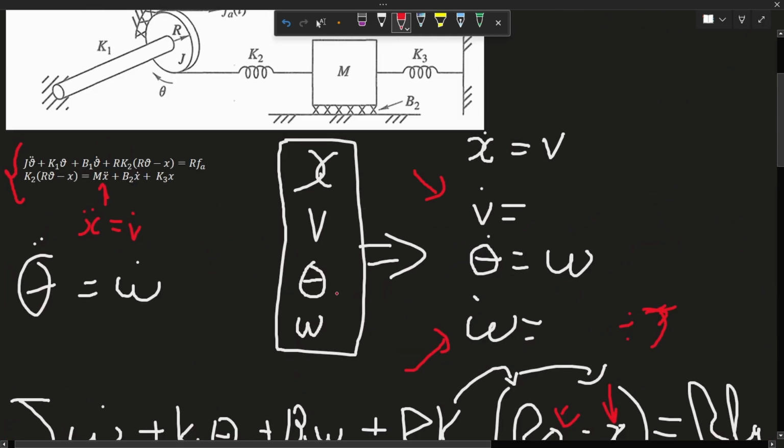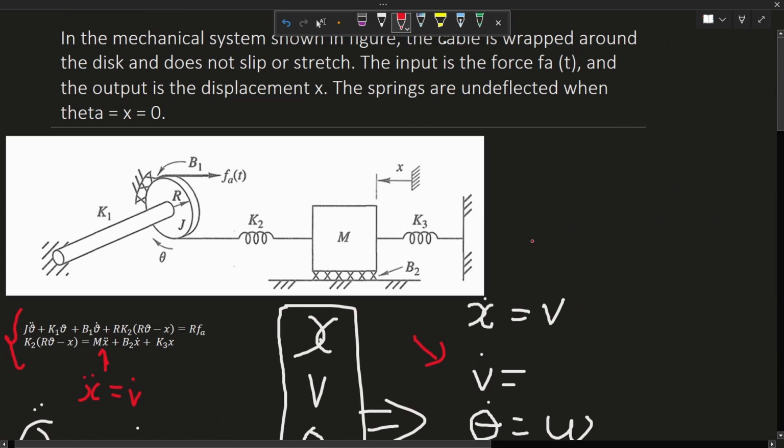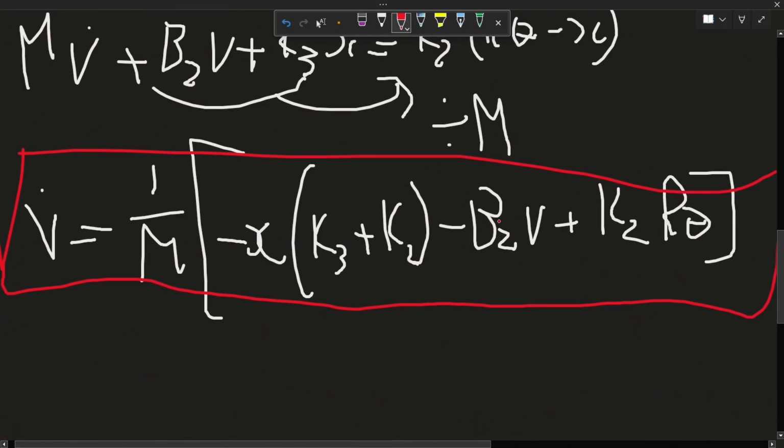And that's how you solve rotational problems.